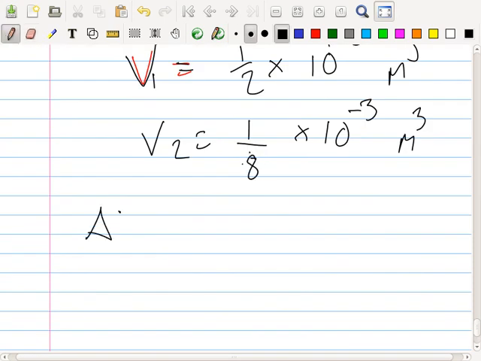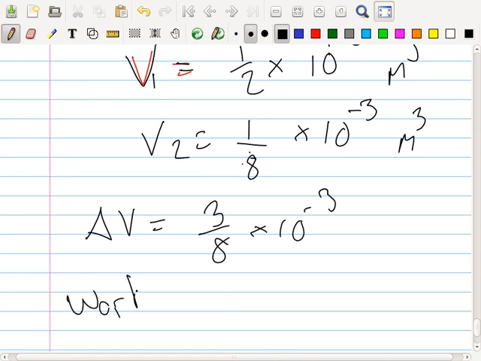So delta V equals... Actually, what's 1 over 2 mean? Oh, yeah, that's the volume. It's half a litre. Okay, so the change here will be this one minus this one. So that'd be 3 over 8 times 10 to the minus 3. So the work... Now, what's the pressure inside?